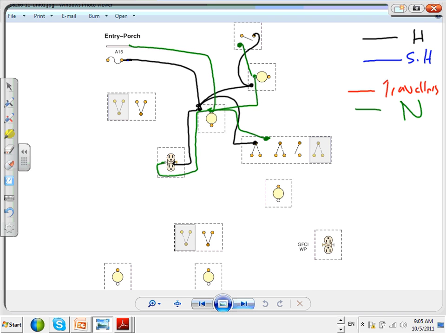We brought the neutral to all these applications. Now we brought hot and neutral to every single one of them at this point.